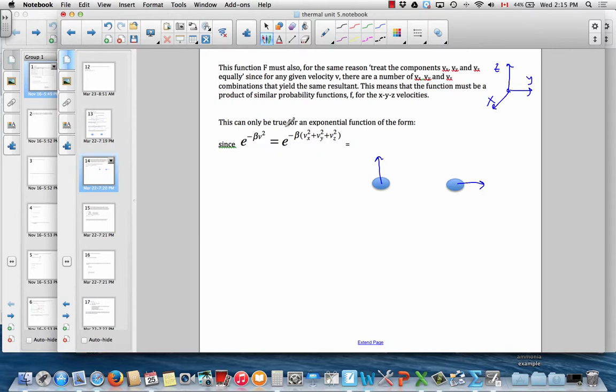And this leads us to conclude that the function has to be something like e to the minus v squared times some constant, because that can be split up into a function for the x direction, a function for the y direction, and a function for the z direction that are all the same. If this was proportional to v, that wouldn't work, because v would be a square root, and then you couldn't split it up in that way.